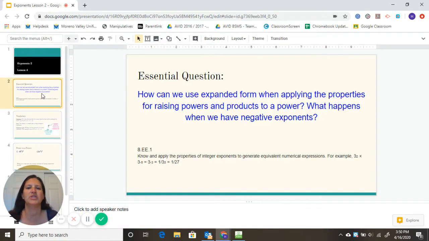So our essential question, we have two since there's two different topics. How can we use expanded form when applying the properties for raising powers and products to a power? Again, we call that a power to a power. So there's going to be two exponents there. What happens when we have negative exponents is our second one.